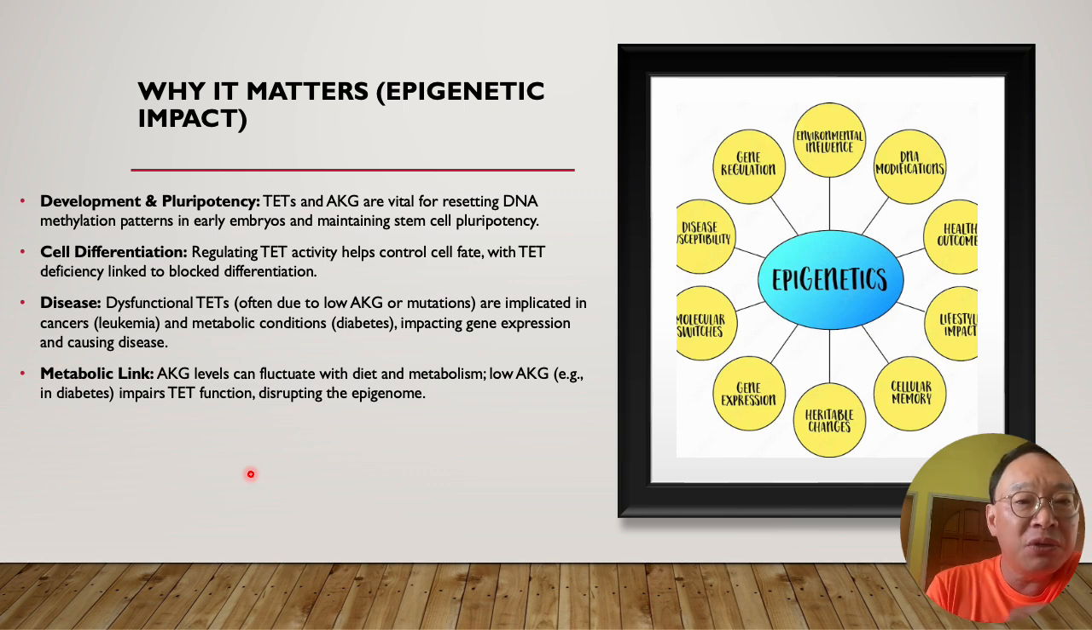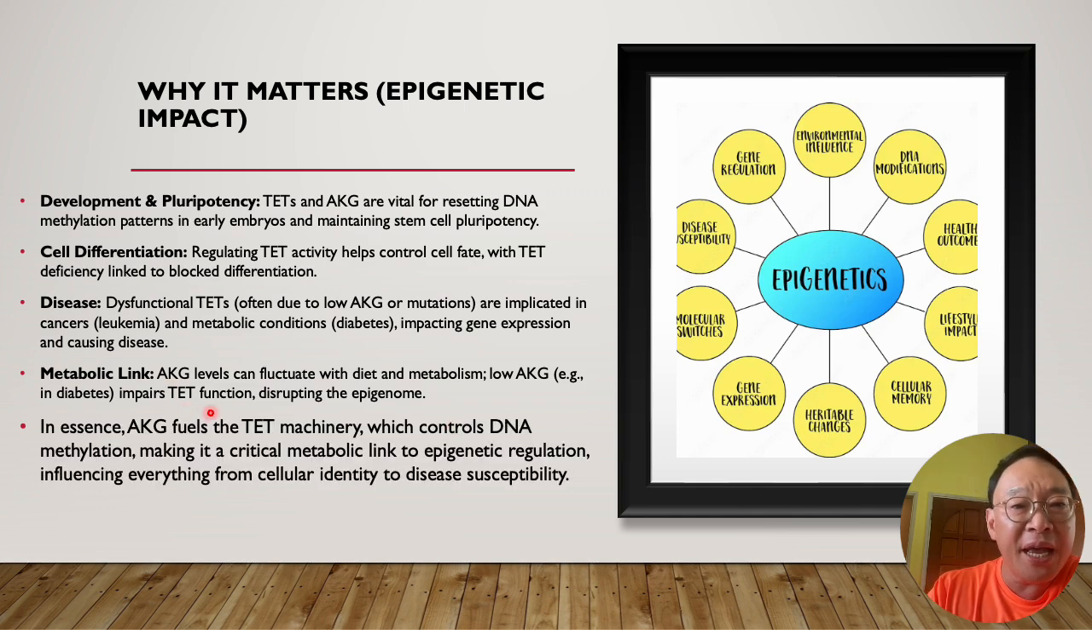Metabolic link: AKG levels can fluctuate with diet and metabolism. Low AKG, for example in people with diabetes, impairs TET function, disrupting the epigenome. In essence, AKG fuels the TET machinery, which controls DNA methylation, making it a critical metabolic link to epigenetic regulation, influencing everything from cellular identity to disease susceptibility. So if your AKG is low, your TET enzyme is not working, and you're more susceptible, more prone, more at risk of diseases.